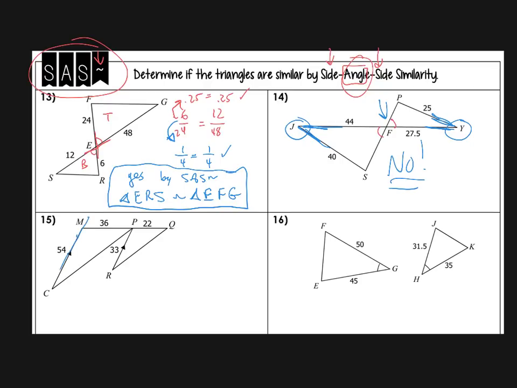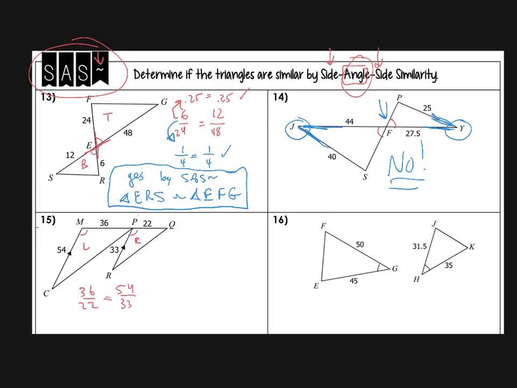I see that I have a pair of parallel sides and a transversal, making these corresponding angles. And they are the included angles for the given sides. So that's great. Since they are the included angle, it's worth comparing the sides. So I'm going to start with the triangle on the left and then work to the triangle on the right. Triangle on the left, I have 36 and 54. And I'm writing that from least to greatest. Triangle on the right, I have 22 to 33. And I'm just going to compare these two ratios.